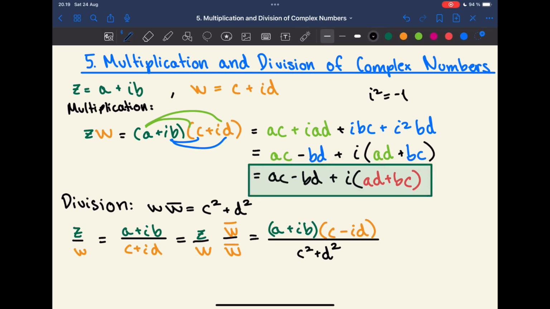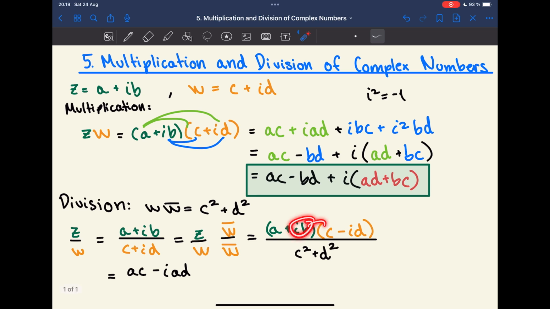But as I just said, I would never remember this formula. I would simply do it. So that's what we are going to do too. And I'm just going to do it all in black now. So we're going to multiply a into c and a into minus id. So we're going to get ac minus iad. And for the other part, we're going to have ib times c and ib times minus id.